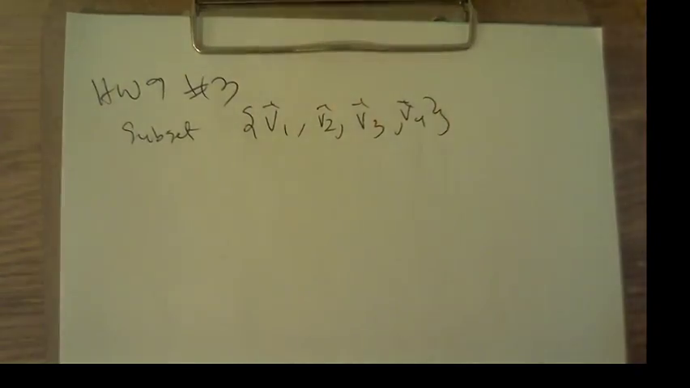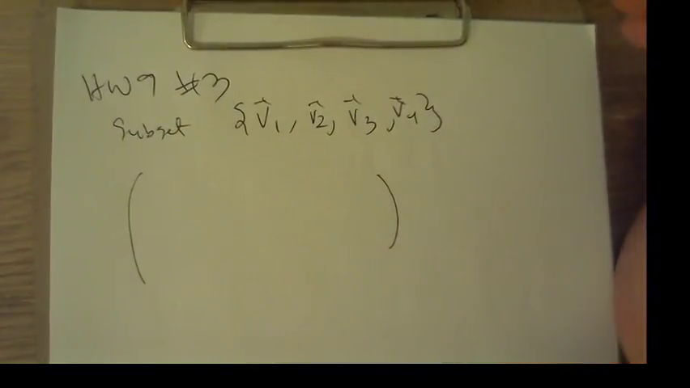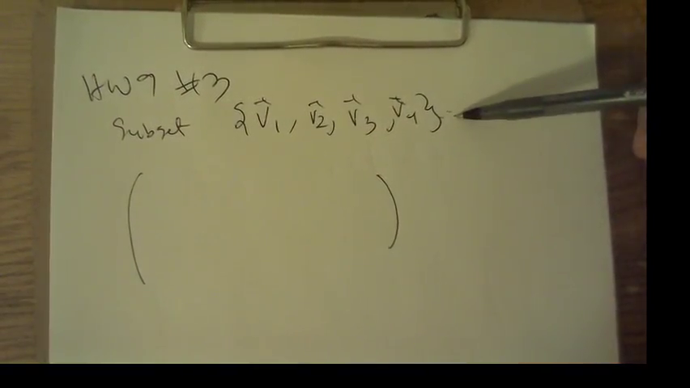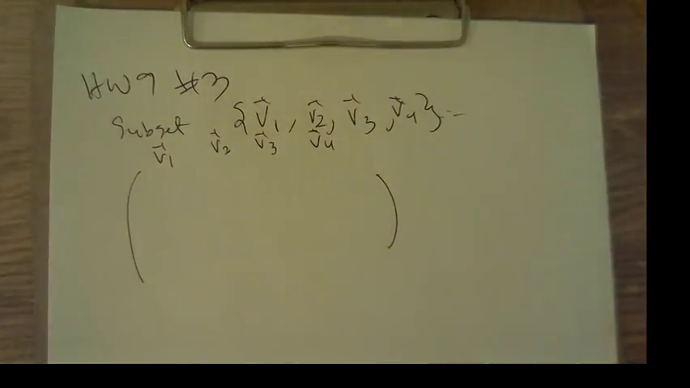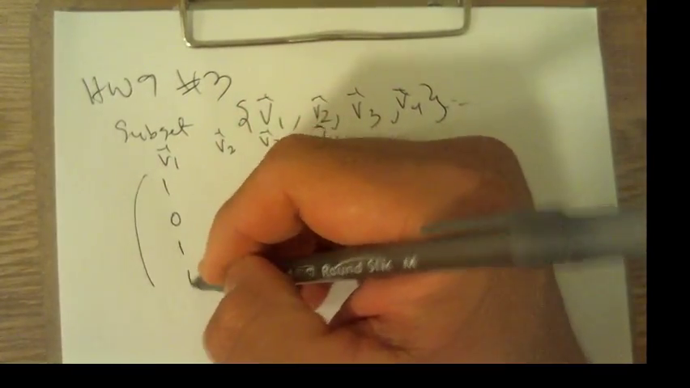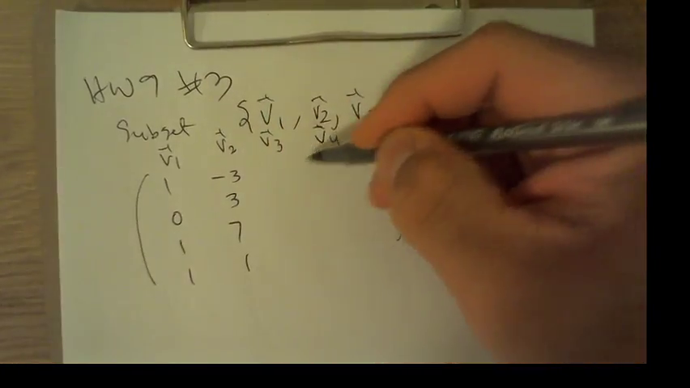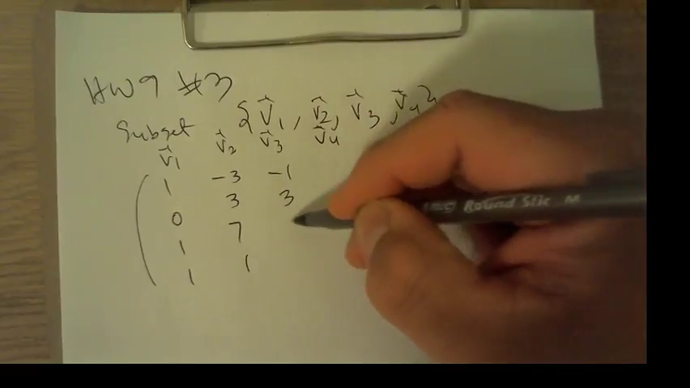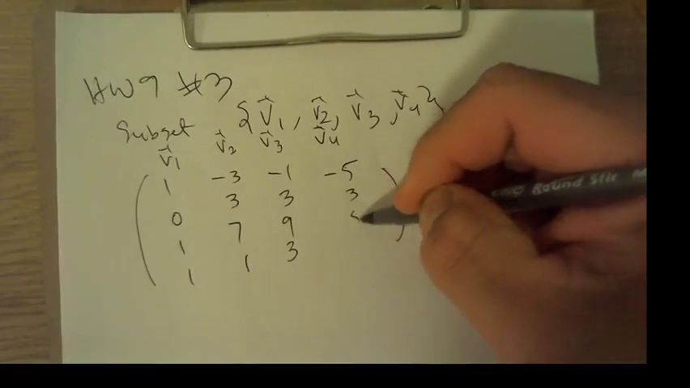2A. I'll put that on the list, Gursarat. Okay, so we need a subset here, a linearly independent subset. Since the subset needs to come from this set of vectors, I'm going to make those vectors my column vectors. So here V1, we get 1, 0, 1, 1. Here we'll have -3, 3, 7, 1, then -1, 3, 9, 3, and V4, -5, 3, 5, -1.